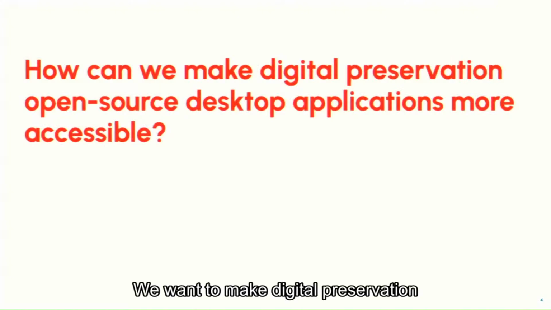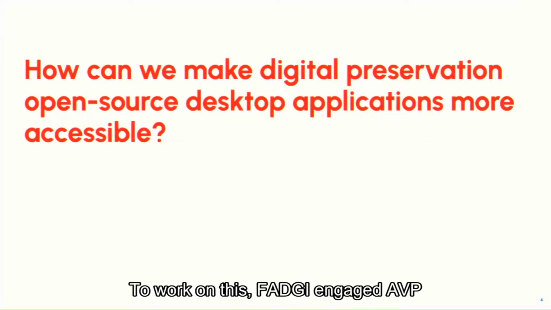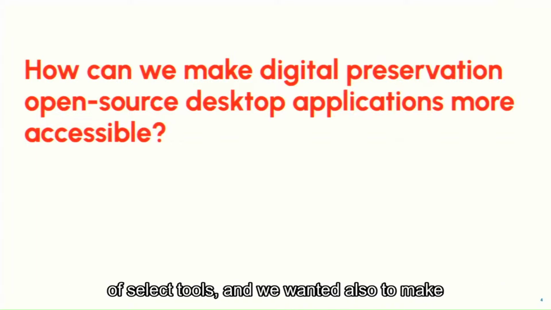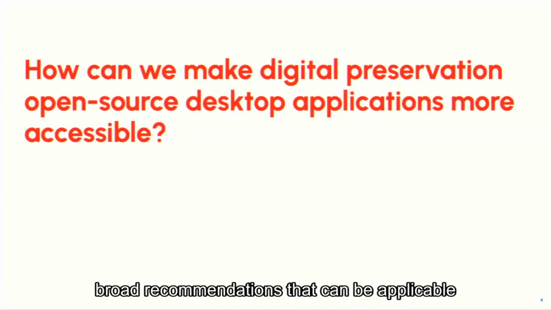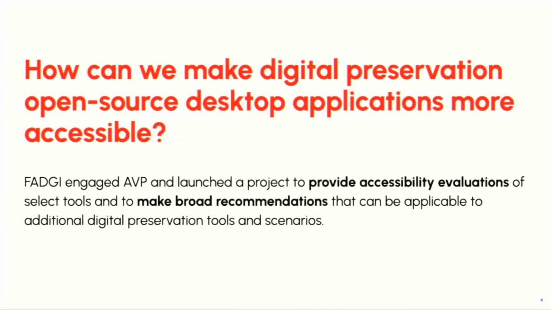We want to make digital preservation open source desktop applications more accessible. Now, how do we do that? To work on this, FAGI engaged AVP and launched a project, and we provided accessibility evaluations of select tools, and we wanted also to make broad recommendations that can be applicable to additional digital preservation tools and scenarios.